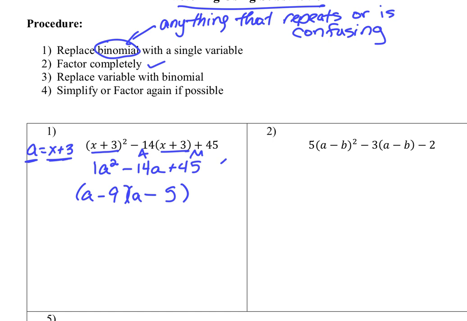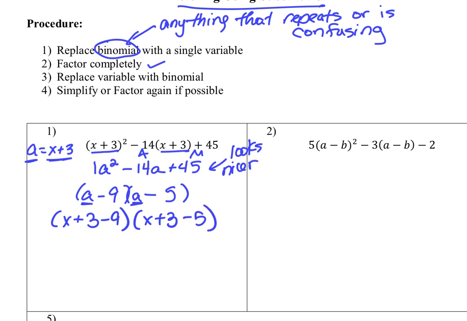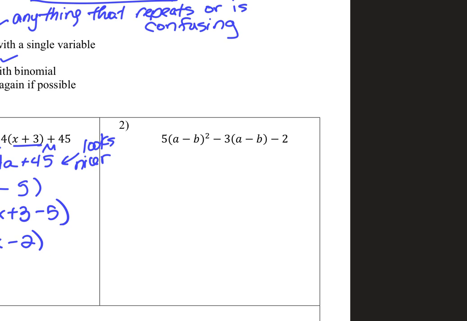So we just did this to make it look nicer. We can't just say that we're done. Now it looks nicer and it's easier to factor, but we're not done. So we have to replace the a with the x plus 3, and then do whatever math. So 3 and negative 9 get combined: x minus 6. And 3 and negative 5 combine: x minus 2. It just makes it a bit easier to look at when you're factoring.